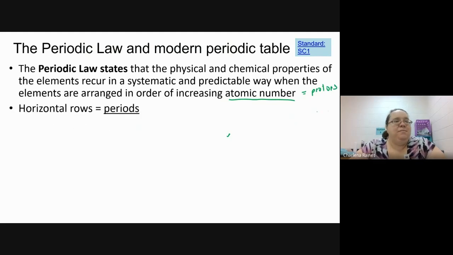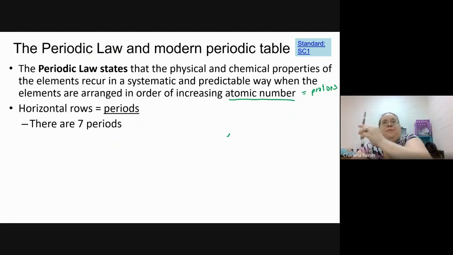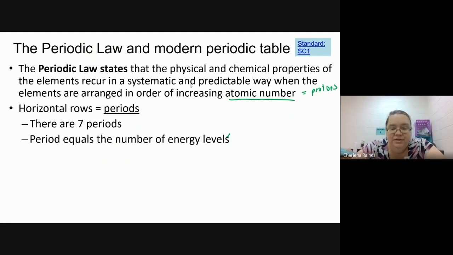Now, when you're looking at that periodic table, the rows, so the things that go across, are called periods. There are 7 periods on the periodic table. The things that go up and down are our columns, and we tend to call them groups or families.